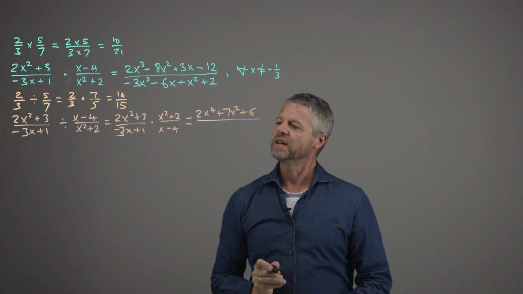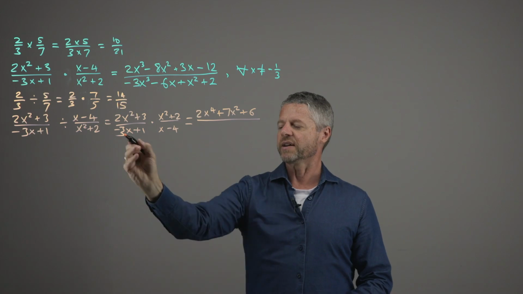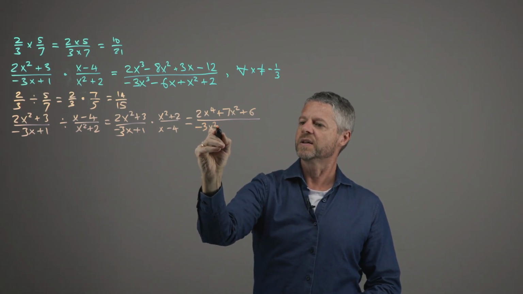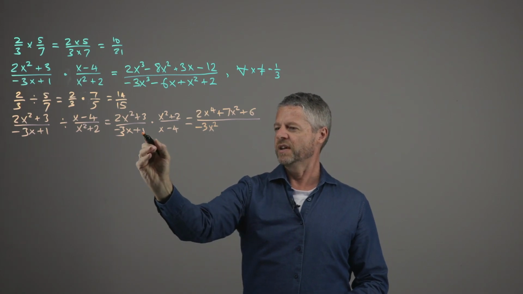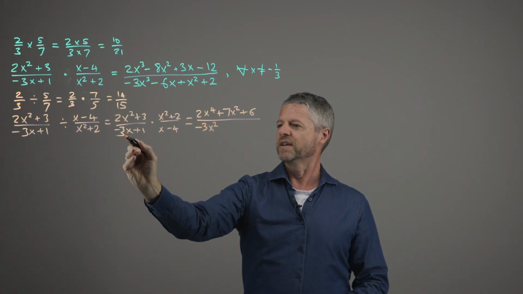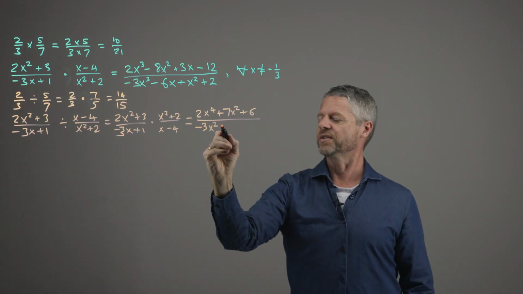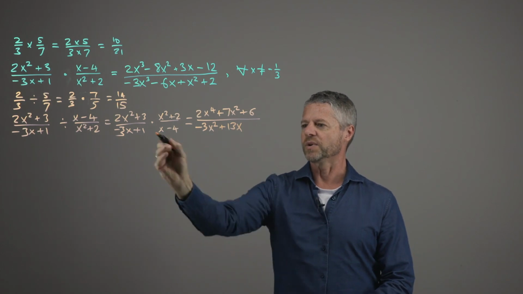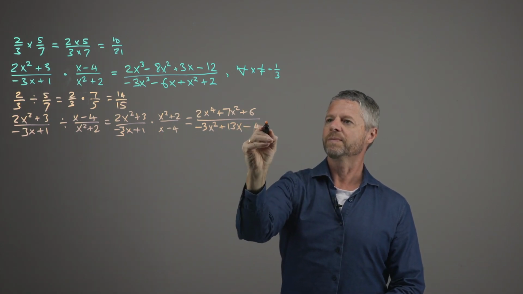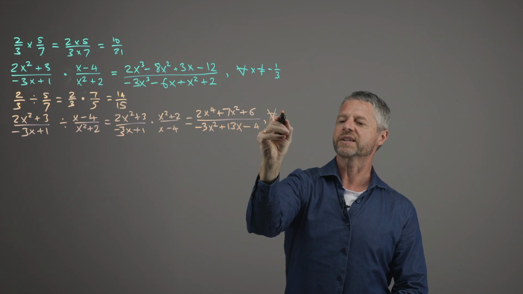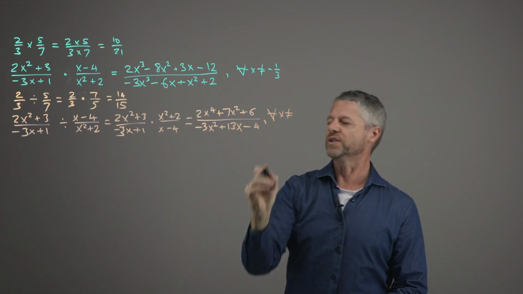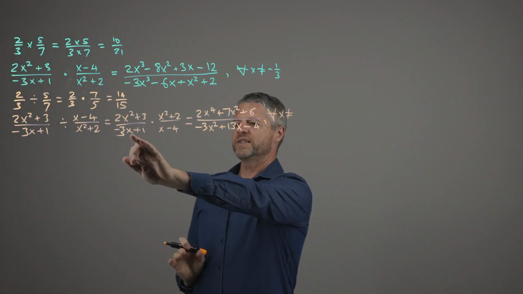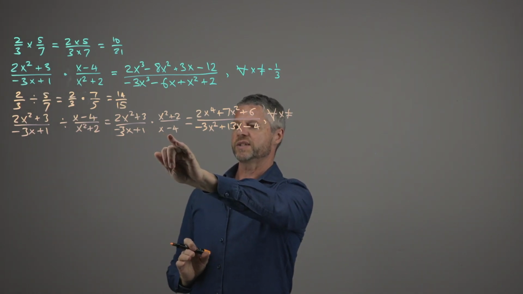And in the denominator, we'll have minus 3x squared, and we'll have plus x plus another 12x, so 13x, and we'll have minus 4. And this is defined for all x not equal to, the denominator could be 0 whenever x is equal to minus 1/3 or x is equal to 4.